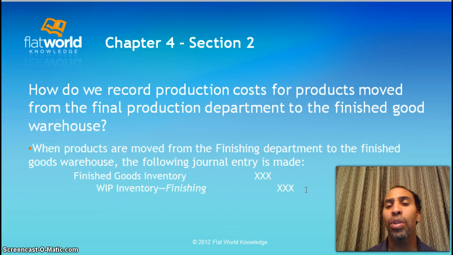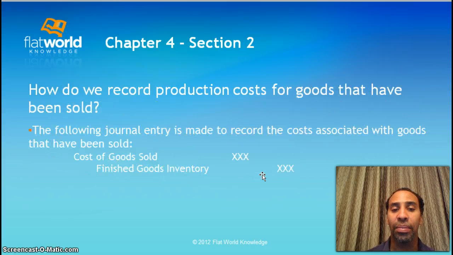So how do we record production costs for products moved from the final production department to finished goods warehouse, right? So we have a work in process inventory finishing, right? Finishing, that's a pretty descriptive name that indicates that things are pretty much getting finalized. Then it goes over to the finished goods inventory account, right? That means everything's been completed and it's ready to sell, ready to put it on the ship, the boat, the train, the automobile, the truck, and get it out there and have it be sold.